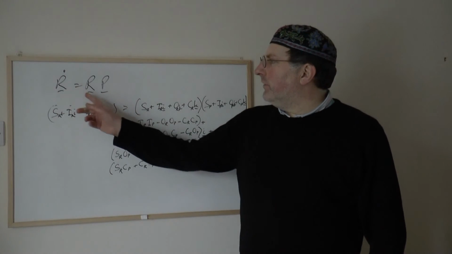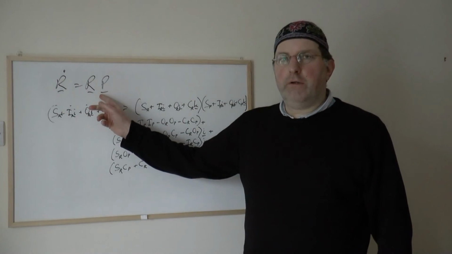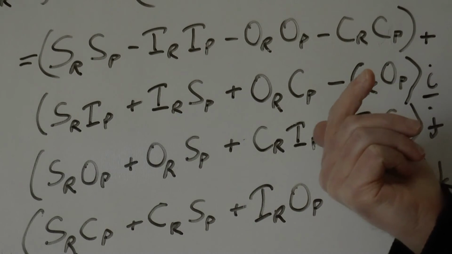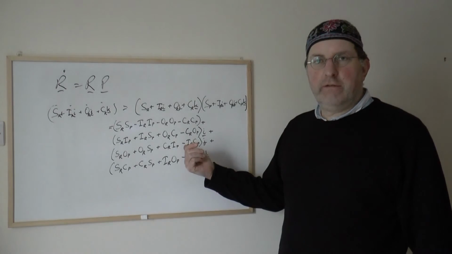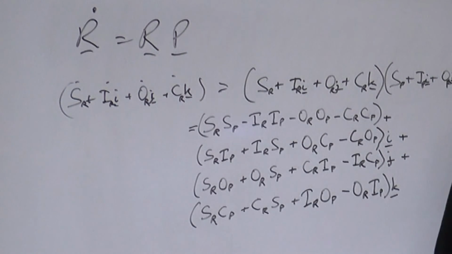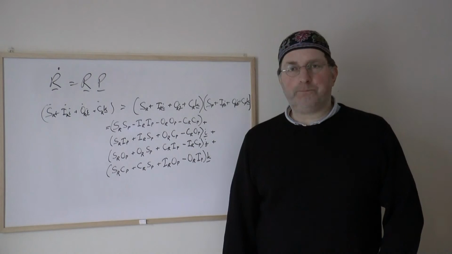If we had had R dot equals PR instead of R dot equals RP, the third and fourth terms would have been the other way round due to the non-commutativity of Quaternion algebra. This form of the equations was therefore chosen because it is more sociologically plausible.